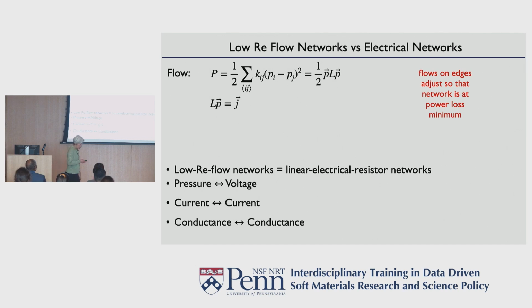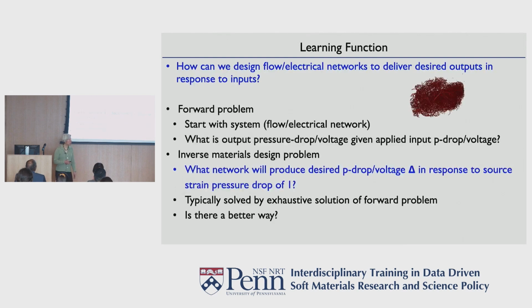Now, I want to just point out that this is low Reynolds number flow in these networks, and so this problem is identical to a problem of electrical resistor networks. So if you solve one problem, you solve the other. It's just that for a flow network, we talk about pressure. The equivalent in the electrical network is voltage, current is current, of course, and conductance is conductance. So everything just translates perfectly over. They're exactly the same problem.